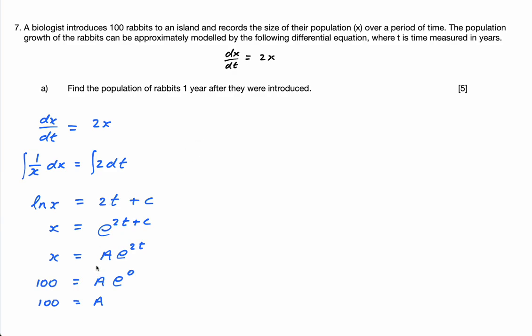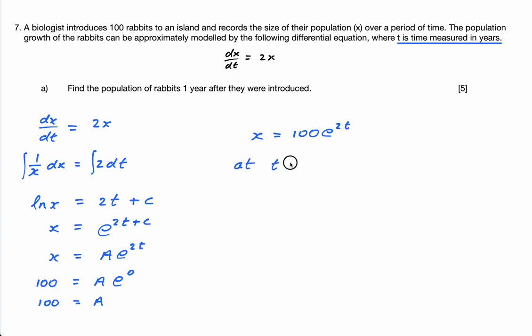Now I'm not done, because it says find the population 1 year after they're introduced. So I need to put this back into my solution. This is my general solution. This is my particular solution. So x equals 100 e to the 2t, because it's a e to the 2t and a is 100. Now find the population of rabbits 1 year after they were introduced. Is t measured in years? Yes, it is. Just be careful, guys, because if t was not measured in years, you wouldn't sub in 1; if it was months, you'd sub in 12. But it is measured in years, so I'm going to sub in 1.